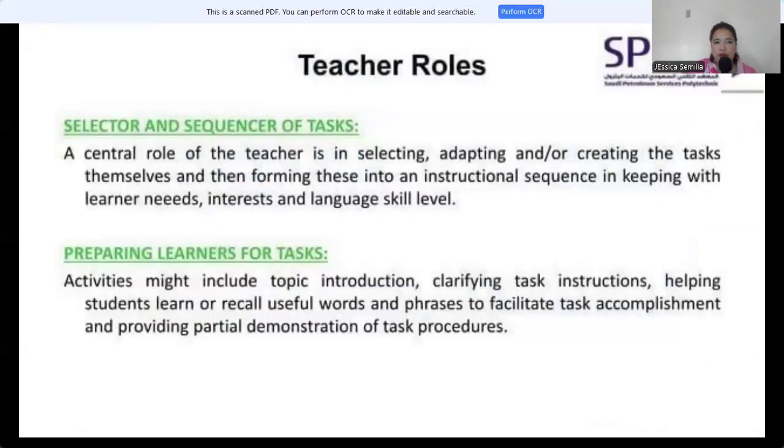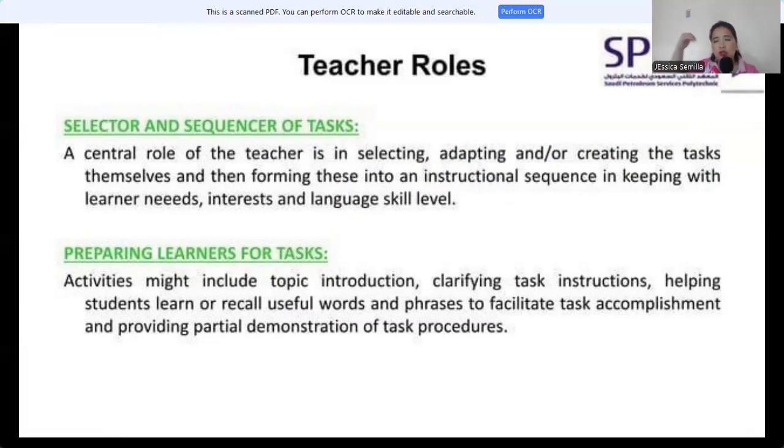Now, what are the roles of the teachers here? In CLT, the teacher's role is basically that of a facilitator. In the task-based approach, they are still facilitators because they are the ones giving the instructions. For creating the task, they select, adapt, and create the task, then present it to the students for the instructional sequence, trying to facilitate and monitor the learners' needs, interests, and language skill level.